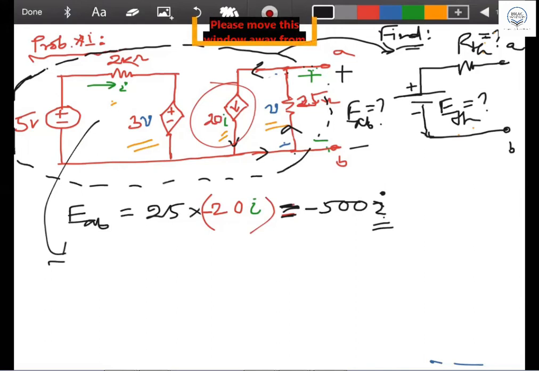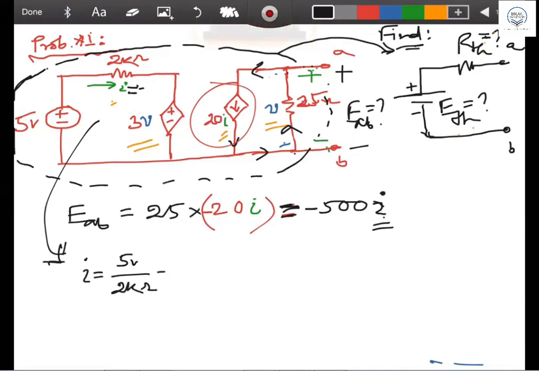Got my point? Yes, sir. Okay, this is your I. So I will be what? Anybody can tell me, I will be what? 5 by 2. I will be equal to 5 volt divided by 2 kilo. All of you agree?